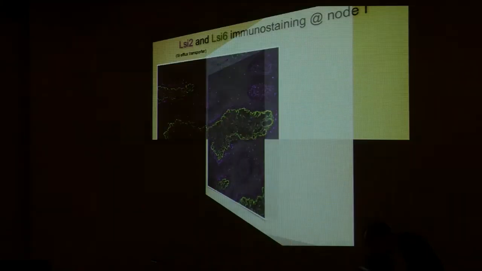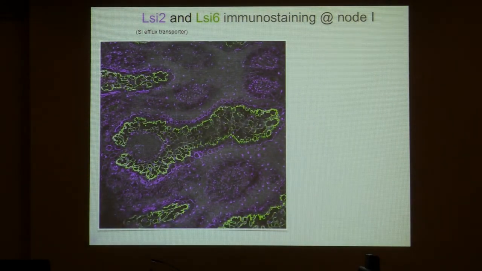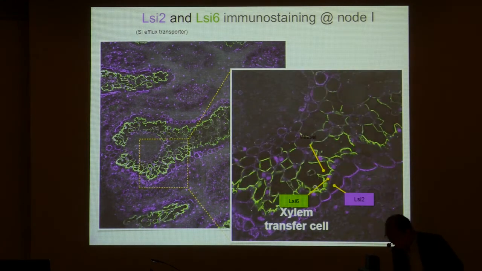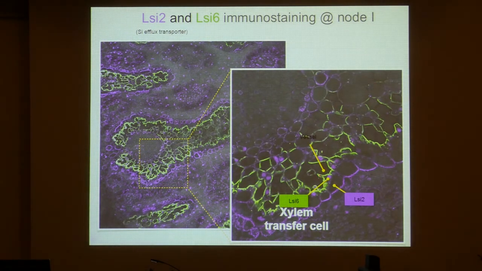Okay? And then we looked at the localization of ELISA2. This picture shows the localization of ELISA2 at the node 1. The green color shows ELISA6, and the pink color shows ELISA2. As you can see here, ELISA2 is localized at the cell just next to ELISA6. And if you look at it very carefully, you can also see that ELISA2 shows a polar localization. Okay? It is localized at the proximal side.